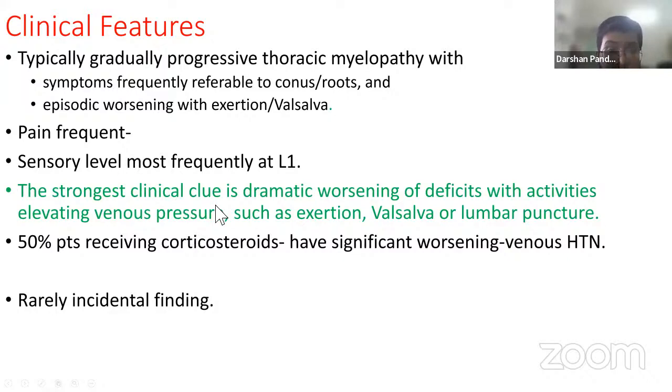These are procedures that lead to venous pressure elevation. Pain is also quite frequent. A sensory level can be there, most frequently at L1. Sometimes 50% of patients receiving corticosteroids have significant worsening. It leads to venous hypertension and it can lead to worsening. Sometimes a dural fistula can be an incidental finding, rarely.